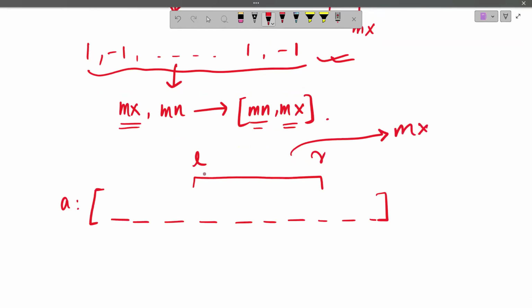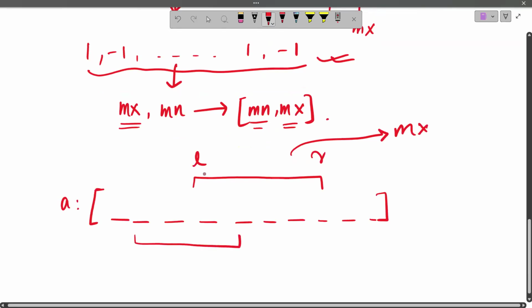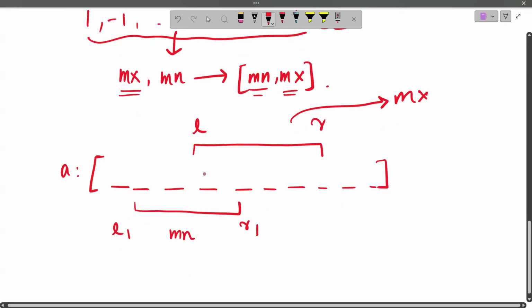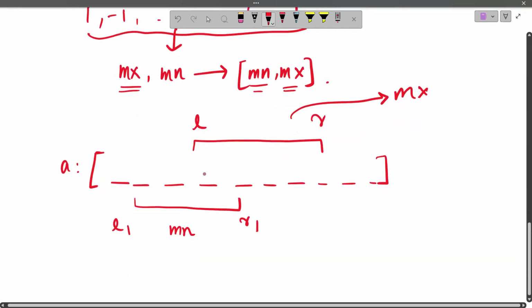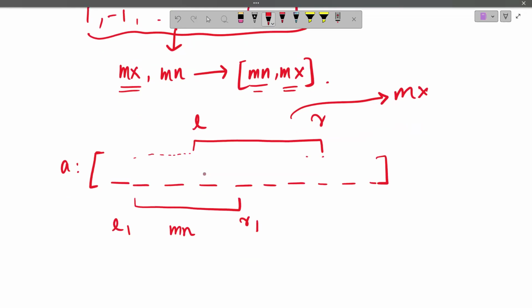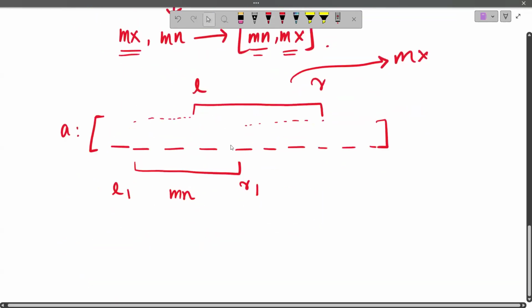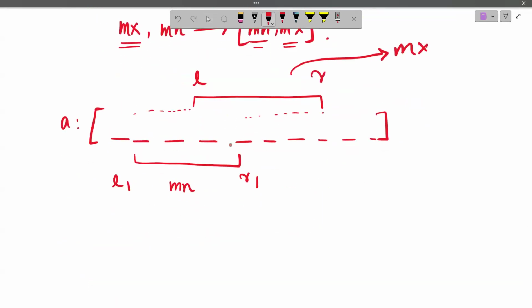And suppose this is one more segment L1R1 which has the minimum value Mn. Now you have to realize this, that when I shift the subarray from L to L1, and when I shift the subarray from R to R1, at every step the value of the sum either decreases by 1 or increases by 1, right? Because every element in the array is either 1 or -1.